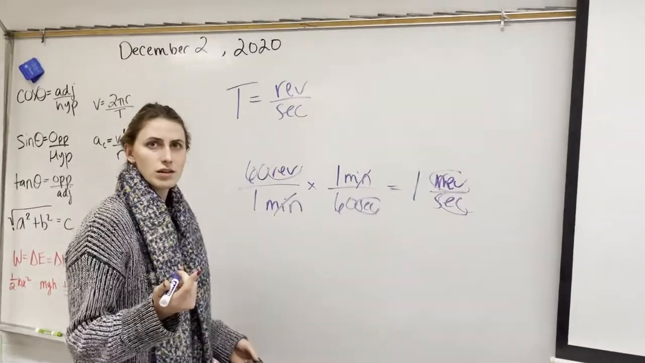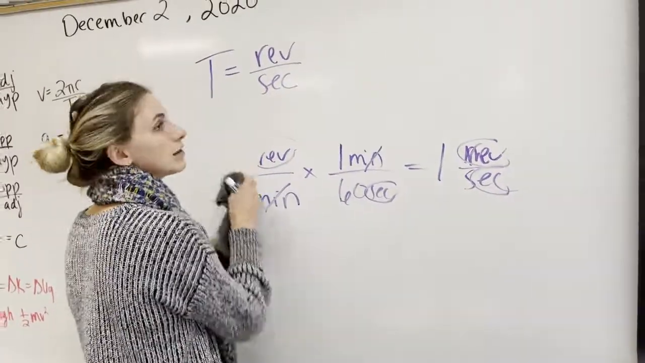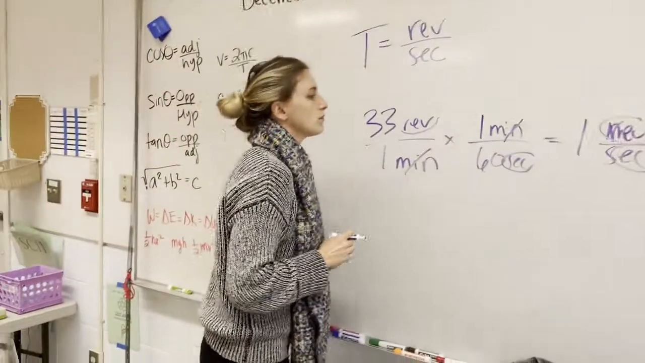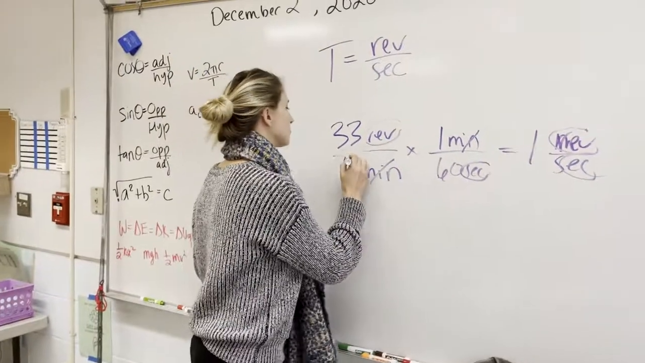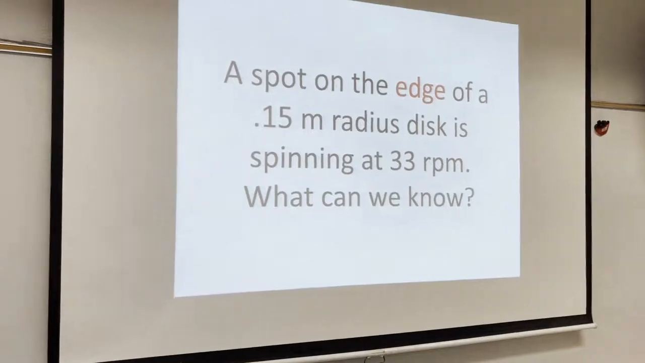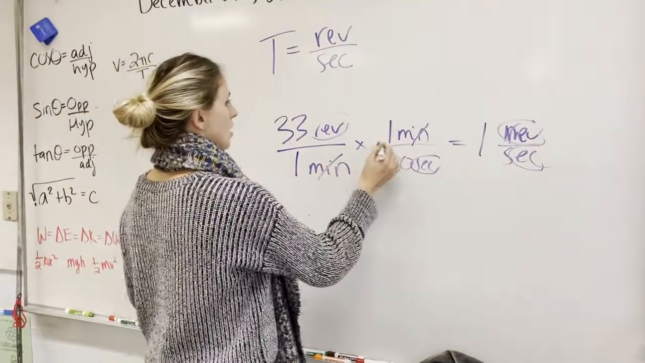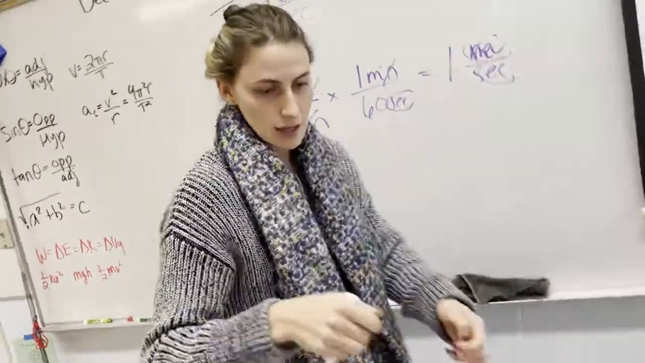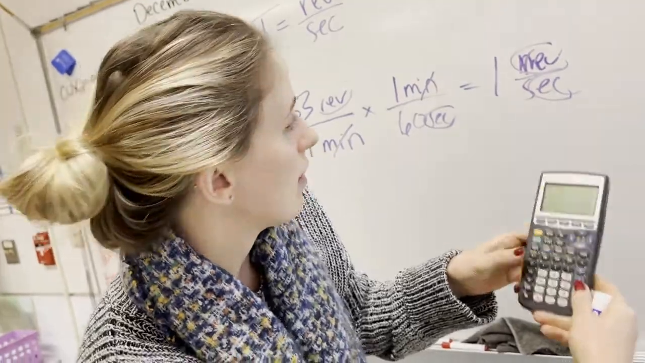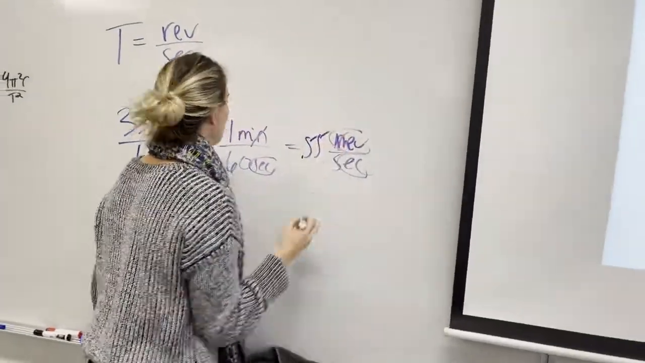Should we do this? Yeah, I just erased the 60 revs right here and make it 33. 33 revolutions in 1 minute. That's what we said there? Yeah, RPM, revolutions per minute. Okay. And what can we know? Well, again, we want to get it in seconds. We just do 33 divided by 60. It's going to be 0.5 something. 0.55 revolutions per second.